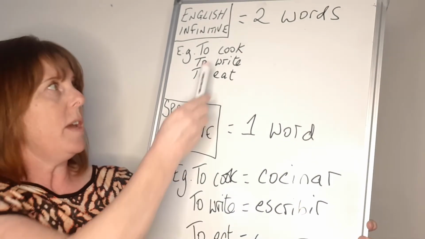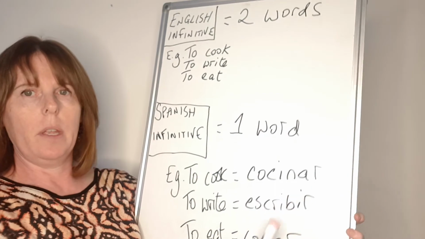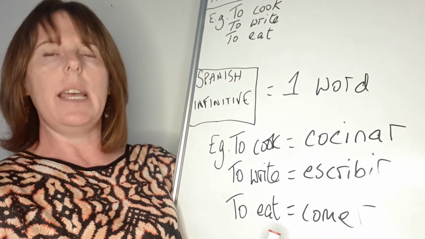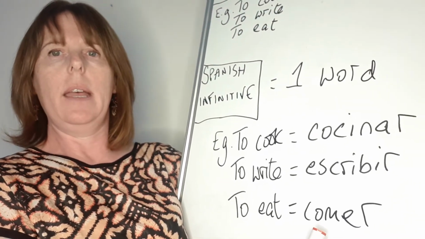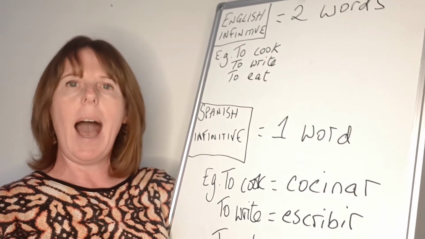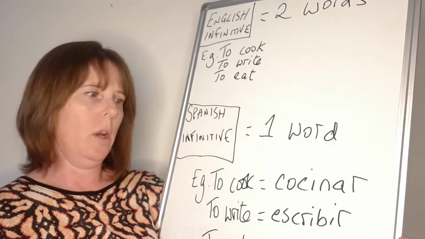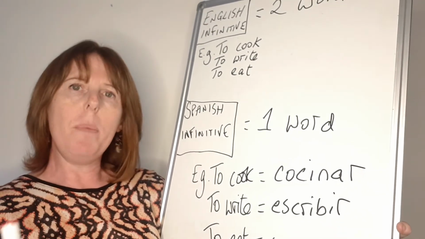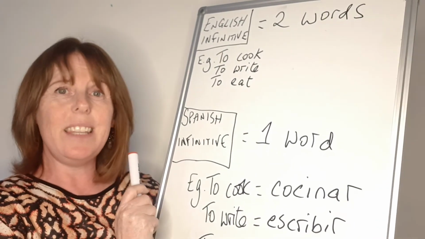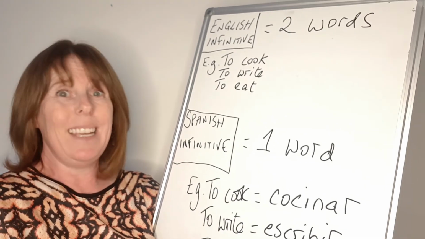So we'll use those 3 verbs: to cook, to write, to eat. To cook is cocinar. To write is escribir. And to eat is comer. Then you may ask yourself, right, well, they're just 3 words. How will I know if it's a verb or not? It might just be a random Spanish word. To recognise that it's the infinitive in Spanish, you won't have the word "to" at the beginning or something to replace that word.